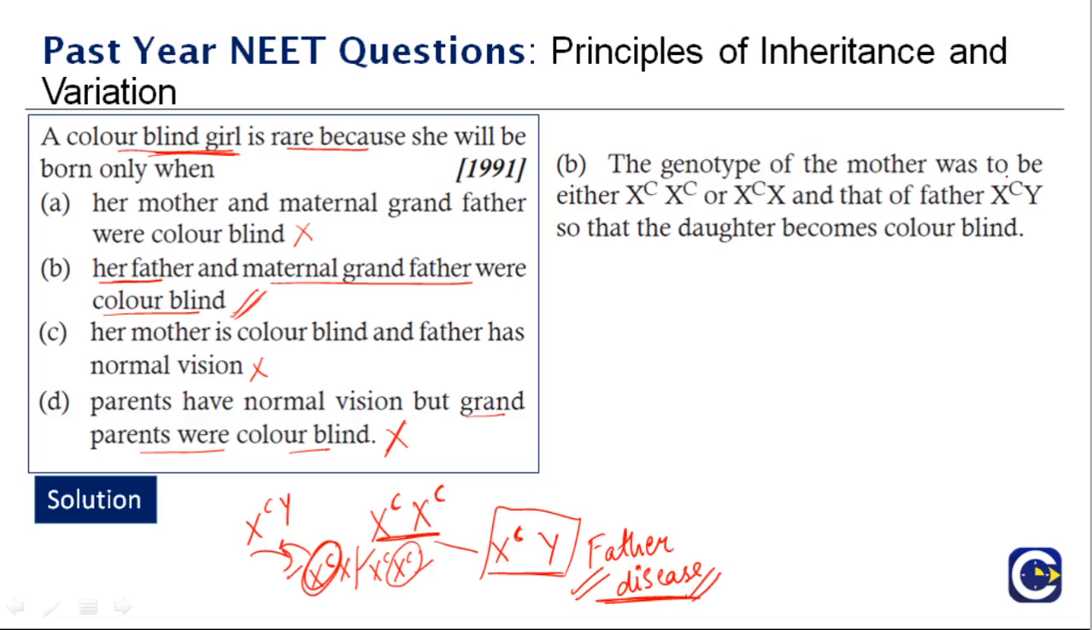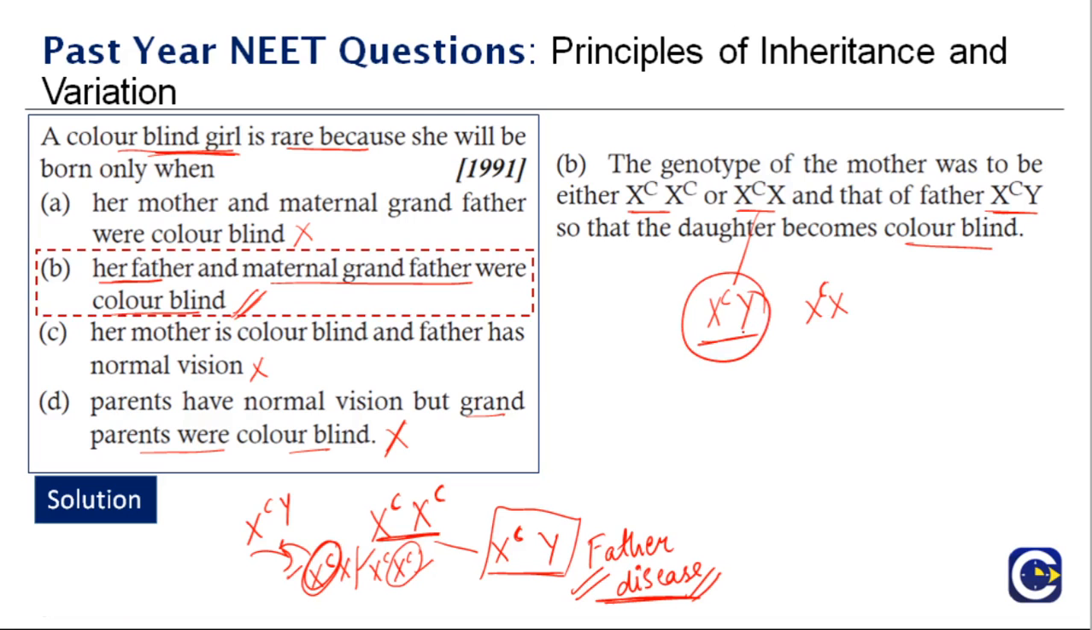So the genotype of the mother was to be either this or this and that of the father this, so that the daughter becomes color blind, and the one from the mother is this because her father was color blind, and also maybe her mother wasn't or maybe she was. If the mother was even a carrier, then she can have this, but in any case the father of the mother was color blind. Okay, so the right option is B.